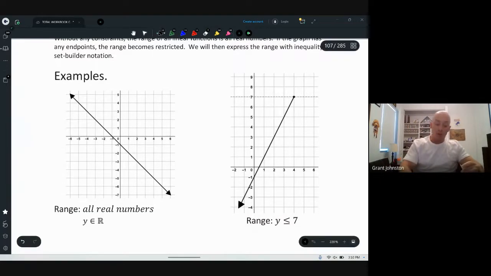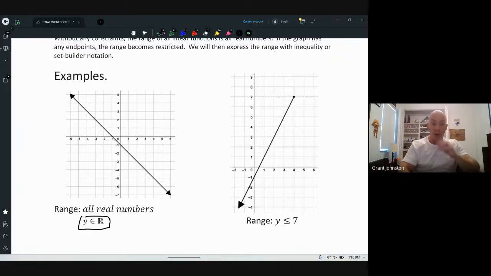This one, all real numbers. We're looking at y now because it's going to go up forever. We're looking at the y-axis. It's going to go up forever. It's going to go down forever. All real numbers. There's no restrictions.